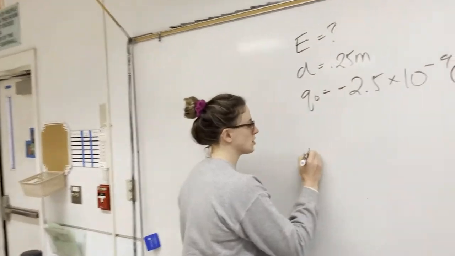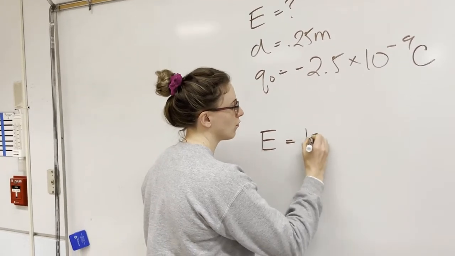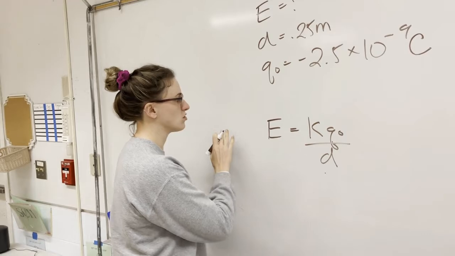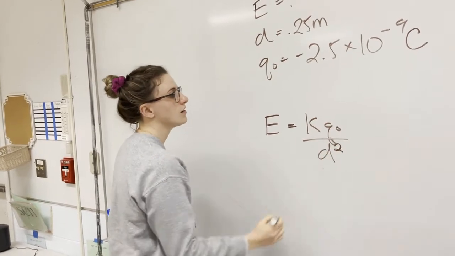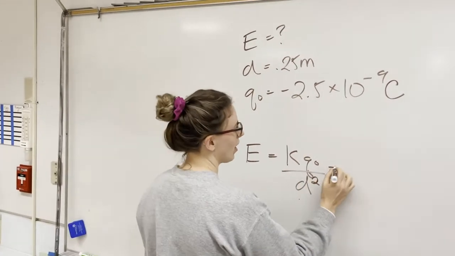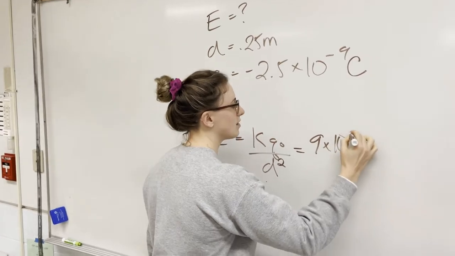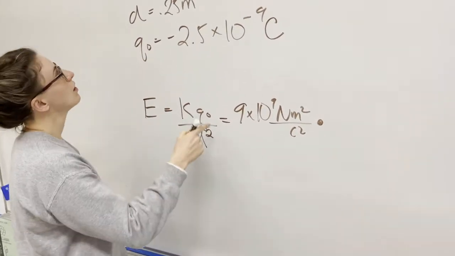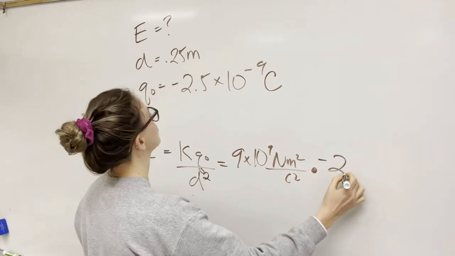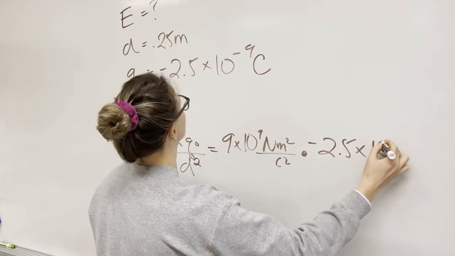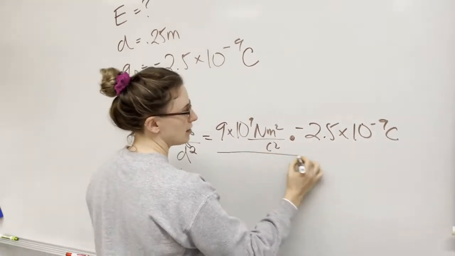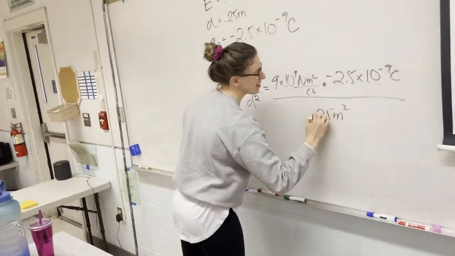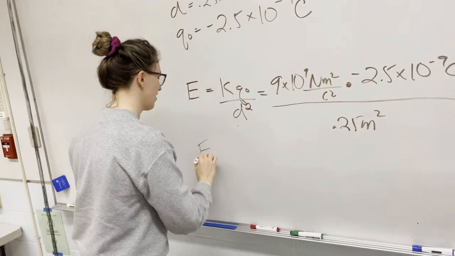Okay, so we have two options. I'm going to go ahead and go for this option, because I've got those two. Now the other one is force and distance. Don't forget to square the distance. Okay, all right, so 9 times 10 to the 9 newton meters squared over coulomb squared times negative 2.5 times 10 to the negative 9th coulombs, and I divide it by 0.25 meters squared.